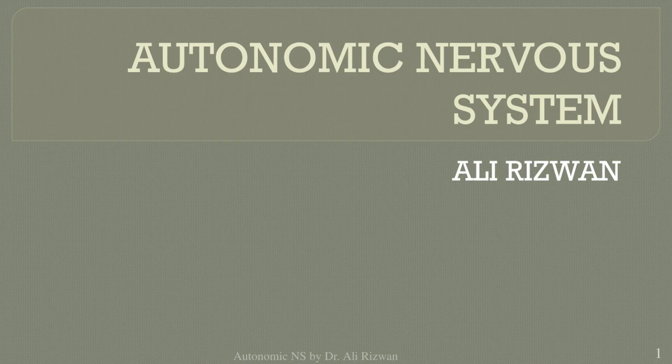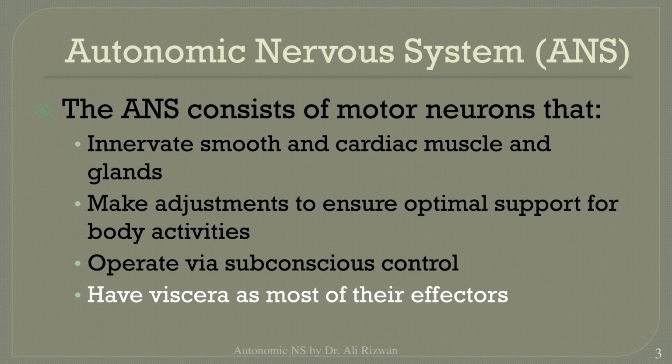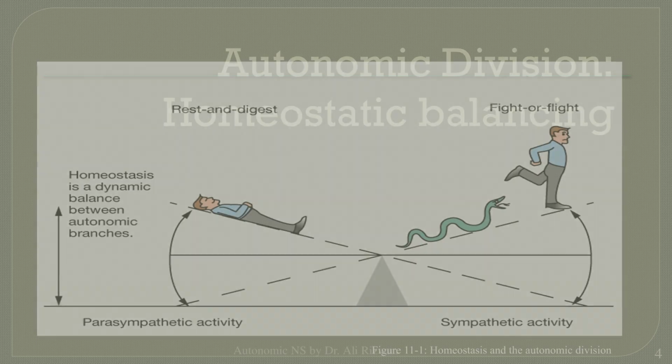This video provides an overview of the autonomic nervous system, presented by Dr. Ali Rizwan. The nervous system is organized into the central and peripheral nervous systems. The peripheral nervous system is further divided into the autonomic and somatic systems, with the autonomic branch splitting into sympathetic and parasympathetic divisions. The autonomic nervous system consists of motor neurons that innervate smooth and cardiac muscles and glands. It operates under subconscious control to maintain optimal support for bodily functions.